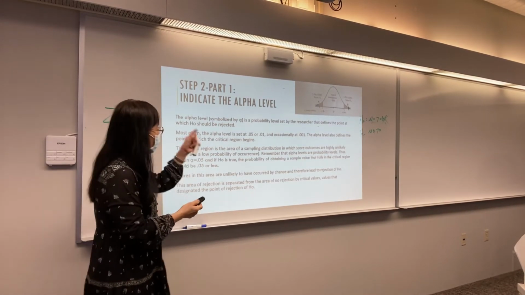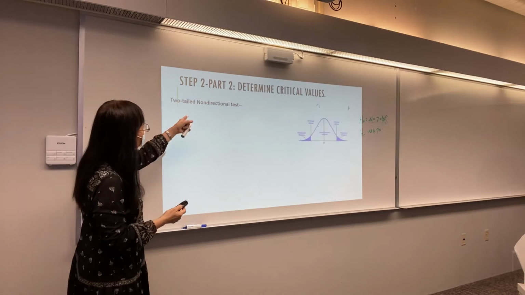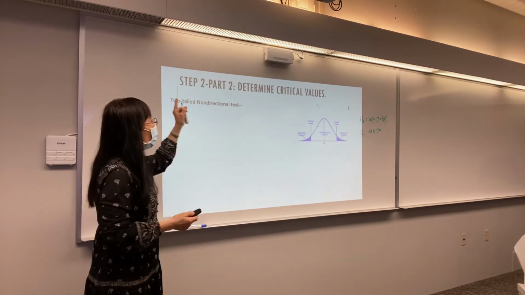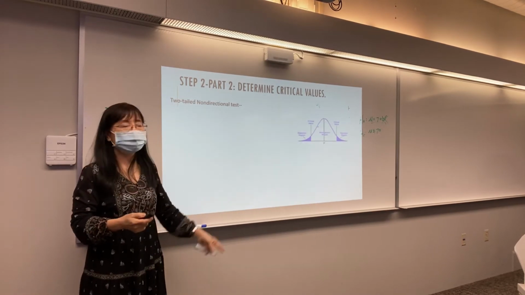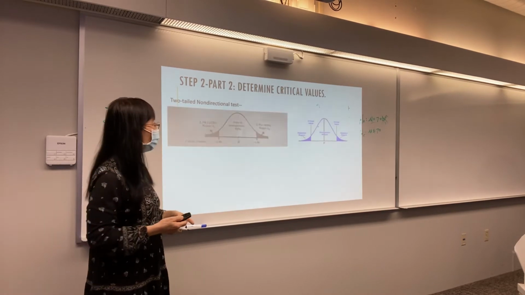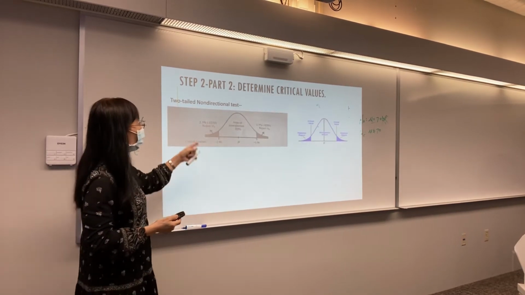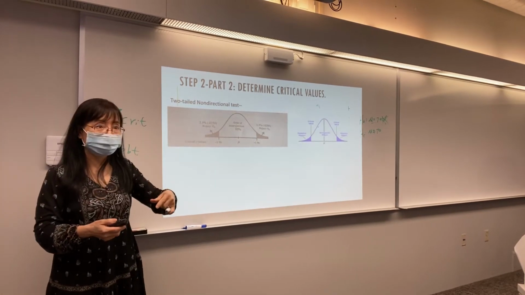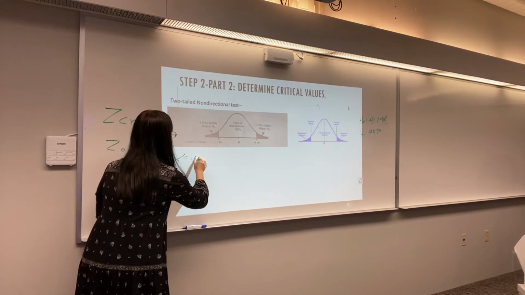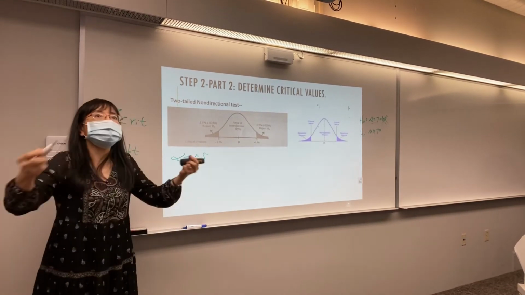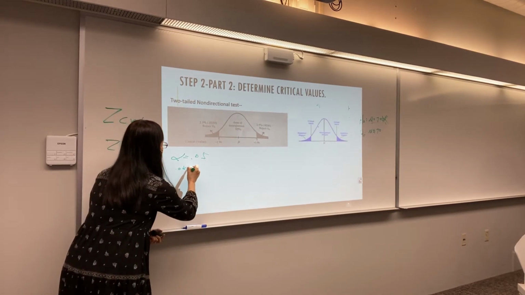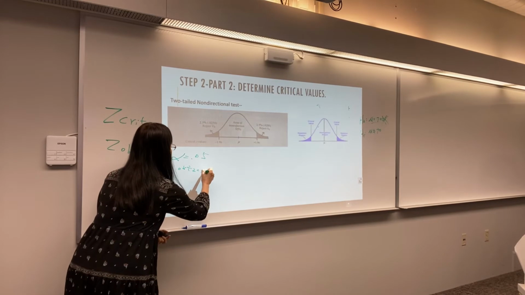Okay, so once you set 0.05, then the second part of step 2, you need to determine your critical value. That means you go to table 1 and find your Z-score. Okay, you go to table 1, find your Z-score. So if we say 0.05, right? So when you say okay 0.05, that's one of your steps. For 2 tail, you will have 0.05 divided by 2, you get 0.025.